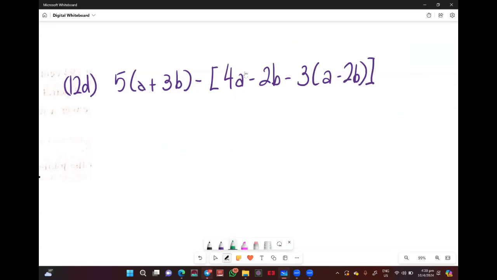Now, in this situation, we want to expand and simplify. Okay? Now, where should I start? I think where I begin matters a lot, right? I should always begin from the most inside. The most inside. We go inside out.